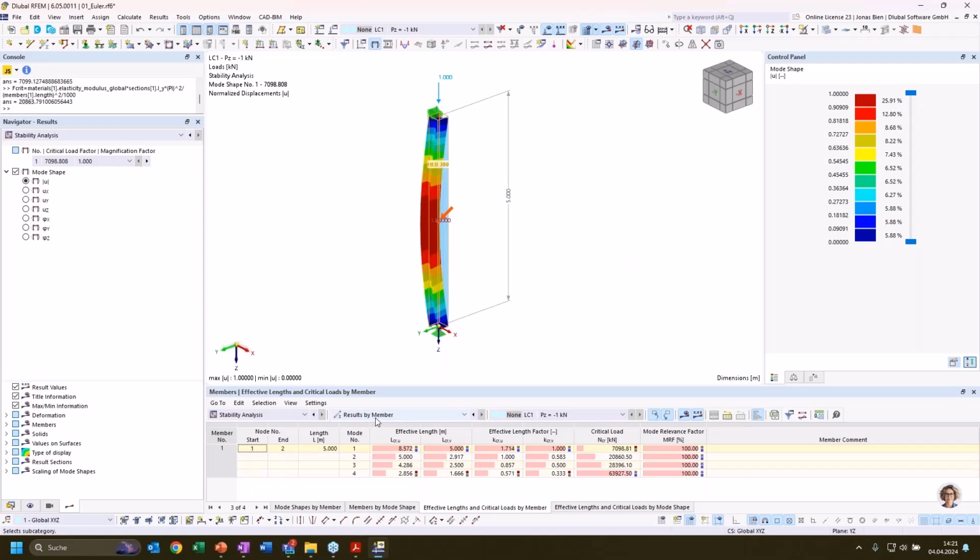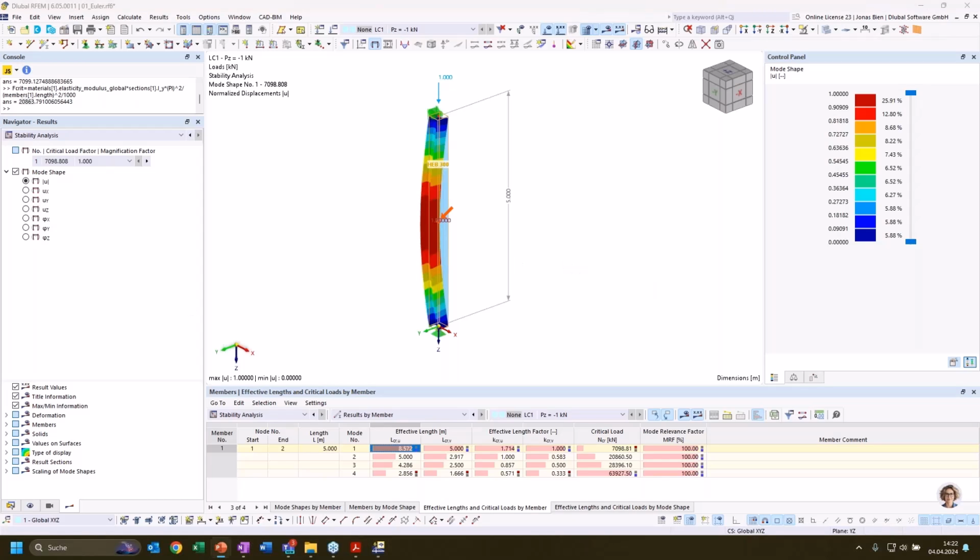Therefore, we just go to the results by member tab in the table and go to effective length and critical loads by member, or the last tab also has these effective length values included. And now we see for each mode shape, we have effective length given for both main directions. U represents the strong axis, while V represents the weak axis. It's like Y comes before Z and U comes before V. That's one way to keep it in mind. But now we have for the first mode shape two effective lengths, for both axes, and I want to explain what is done in the background.